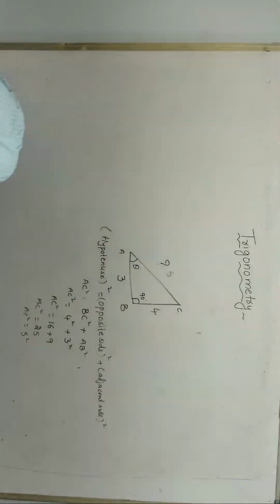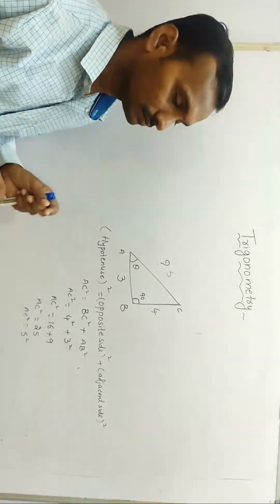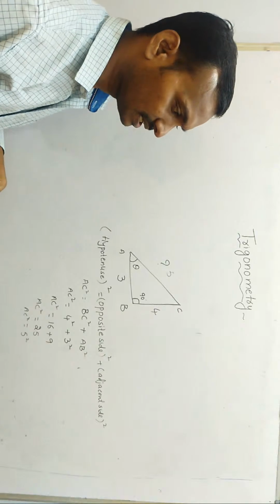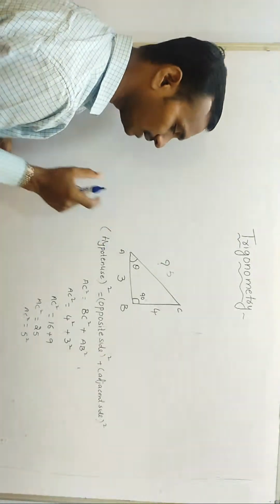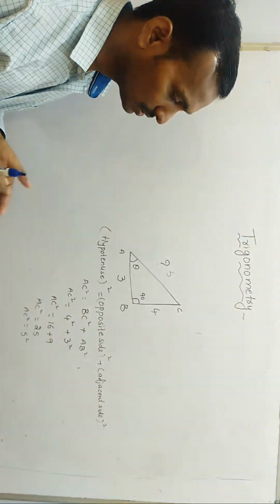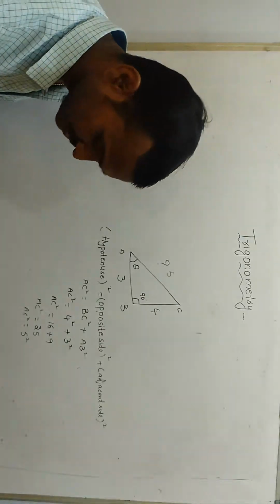This is the way we can calculate the third side, which is the unknown side. If you know any two sides of a right angle triangle, the third side can be calculated by using the formula hypotenuse square is equal to opposite side square plus adjacent side square.